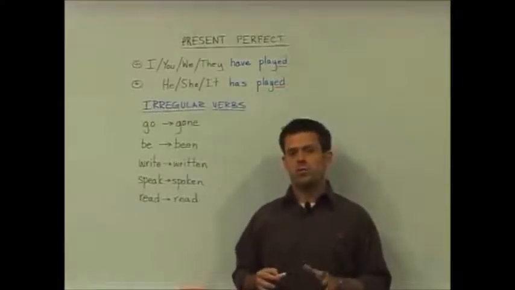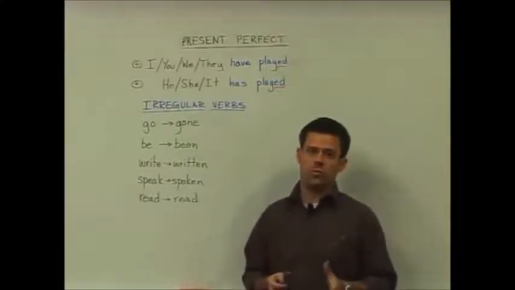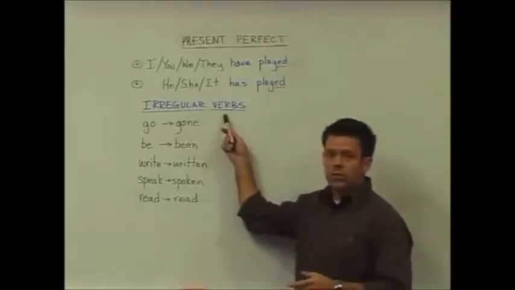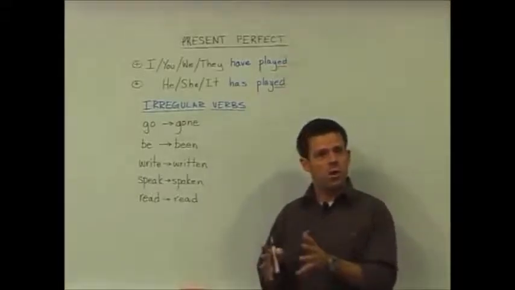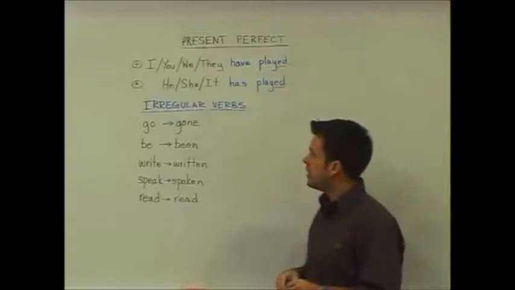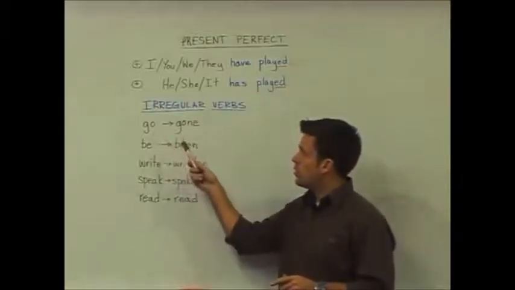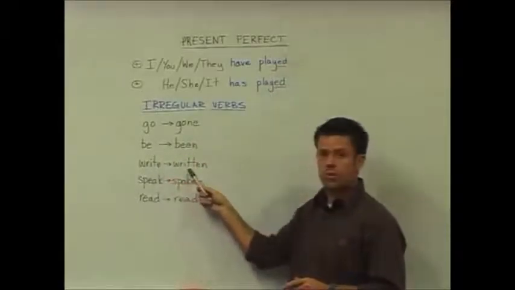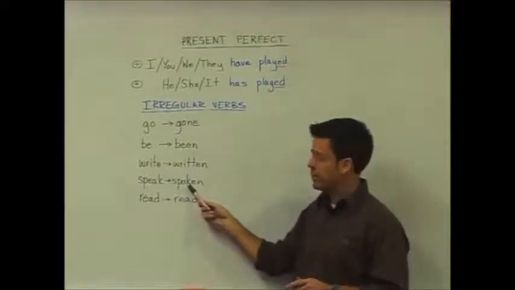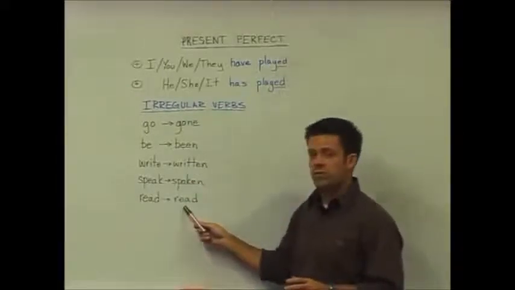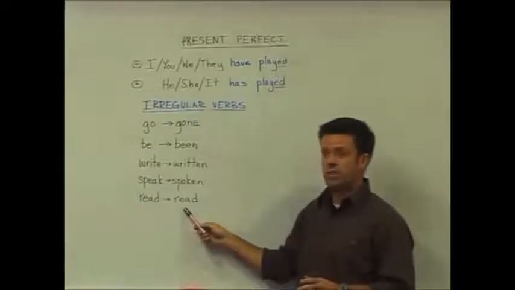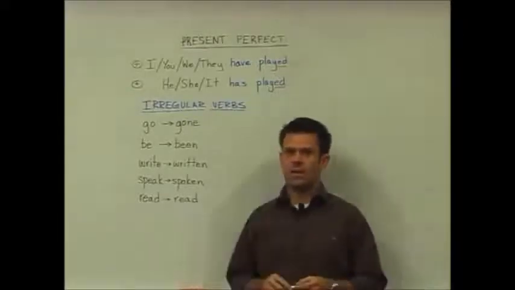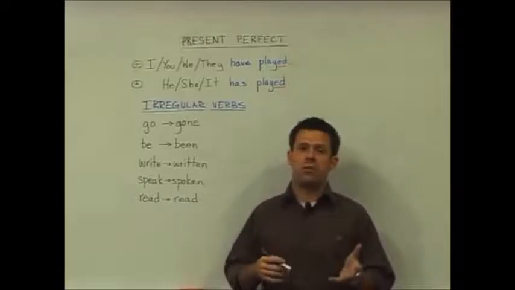As mentioned earlier, to form this tense, we have to use a special form of the verb. Technically, it's called the past participle form. With irregular verbs, of course, these past participle forms change quite a bit from the base form of the verb. Here are a few examples. Go moves to gone. Be moves to been. Write to written. Speak to spoken. And read, although very confusing for the non-native speaker, doesn't change its spelling, but does change its pronunciation, resulting in read going to read.